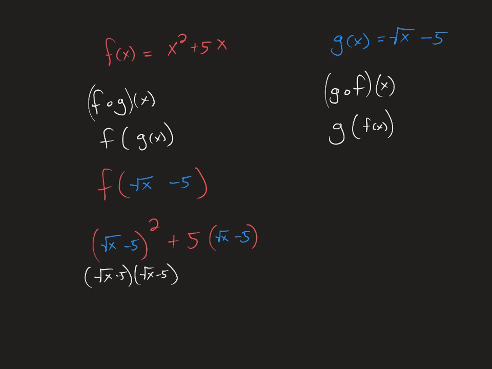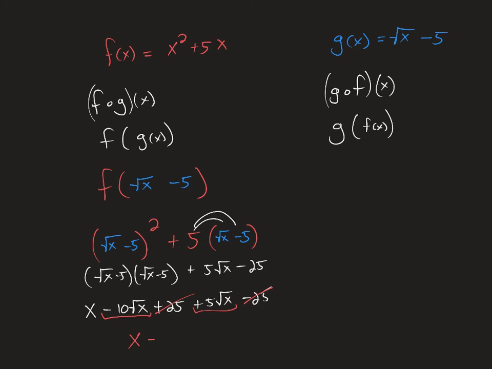And with the magic of multiplying, we get x minus 10 square root x plus 25. And so then this is plus 5 root x and negative 25. So plus 5 root x minus 25. So I'll combine like terms and hopefully things will simplify. So positive 25 and negative 25 cancel out. Negative 10 times root x plus 5 root x.